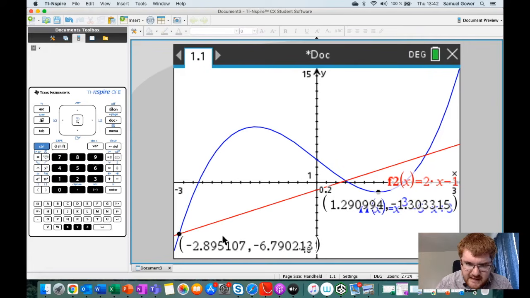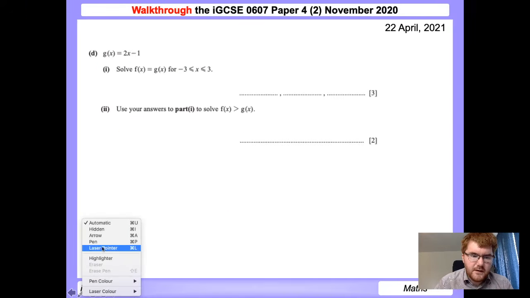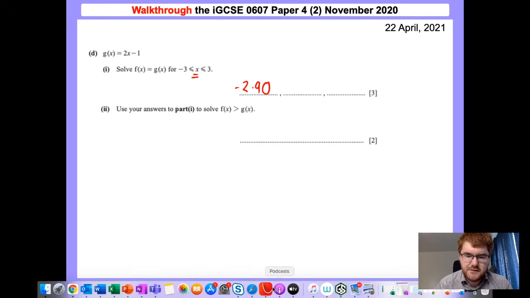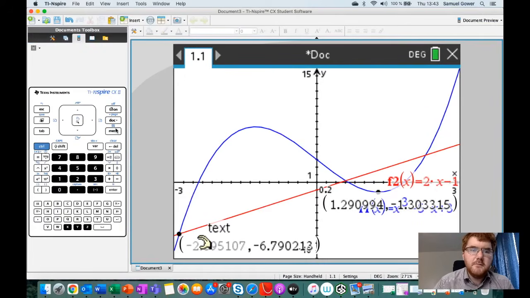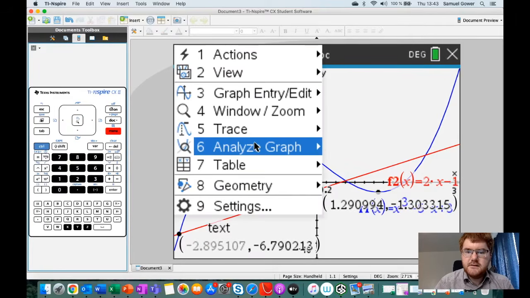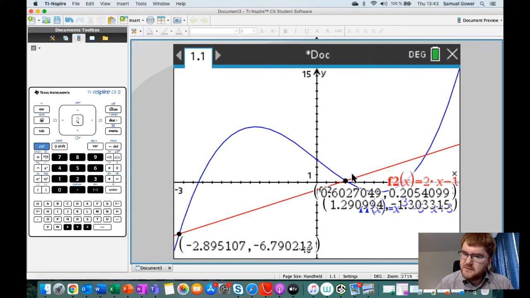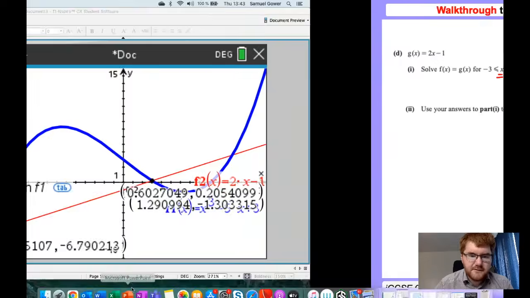You can just about see we scan this in, and we get minus 2.90. So we are going to type that in our first part, minus 2.90. Notice we're looking to solve, so we only want the x values, okay? That's important to realize. Okay, and then we're going to do the same process for the other 2 points. So we go Menu, Analyze, Intersection. We click before, we click after, and this time we get 0.603. Again, be accurate with that 3 significant figures.